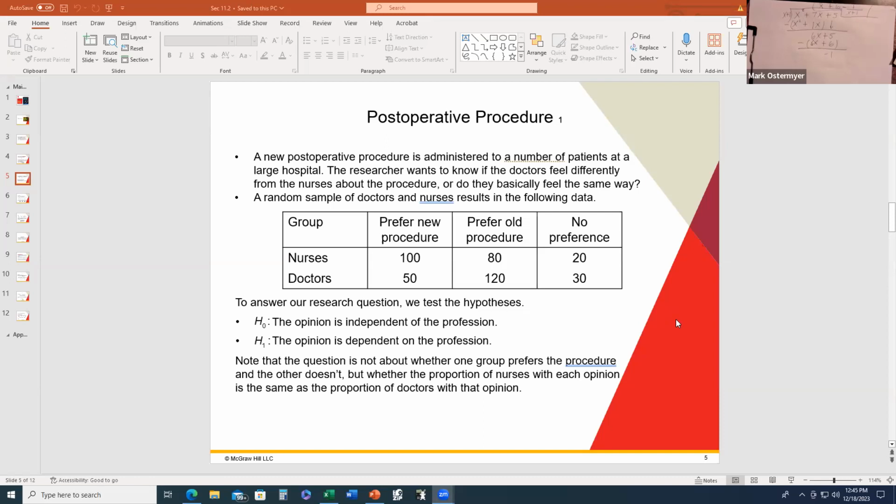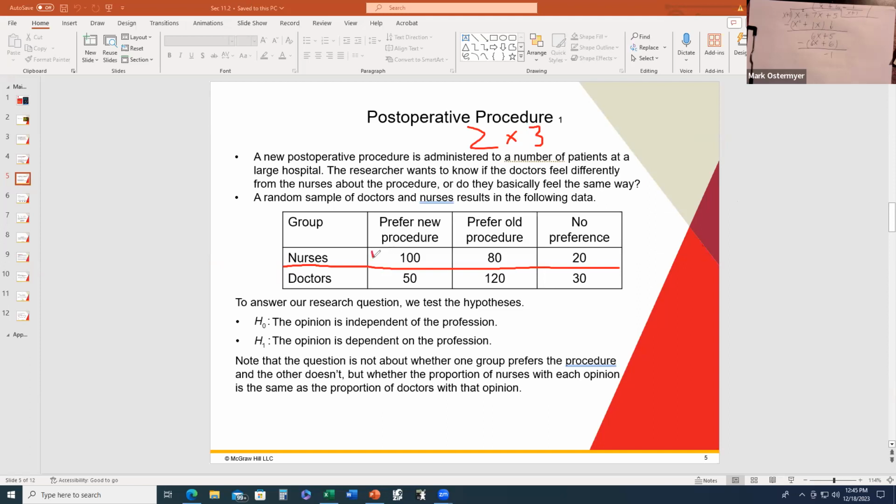So do we understand what these numbers represent in this table here? It's basically where these nurses and doctors fall as far as their opinion is concerned here. So we have two rows by three columns. This is a two by three contingency table, two rows by three columns. And so there are six cells, right?